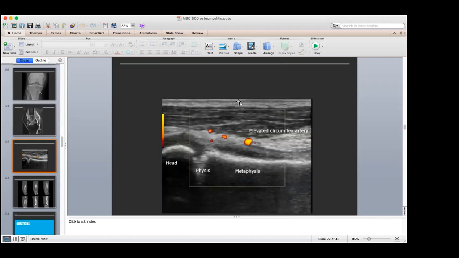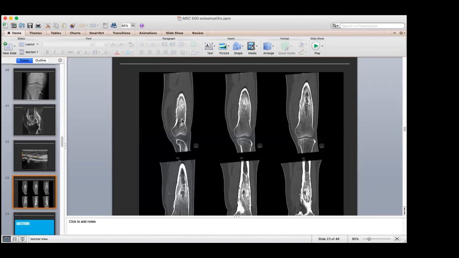The other imaging modality I said was ultrasound. So like this circumflex artery normally sits right at the cortex, but you can see there's elevation because there's some fluid within this soft tissue. So this is CT. These are reconstructed images, so you can see the bone changes. There's bone sclerosis, there's destruction of bone, so there's missing bone in there. You can see the irregularity in the cortex here, and you can see the sclerosis at this point.